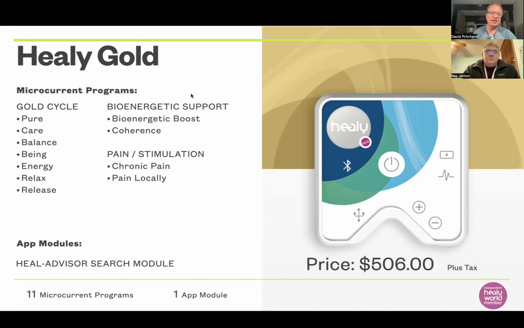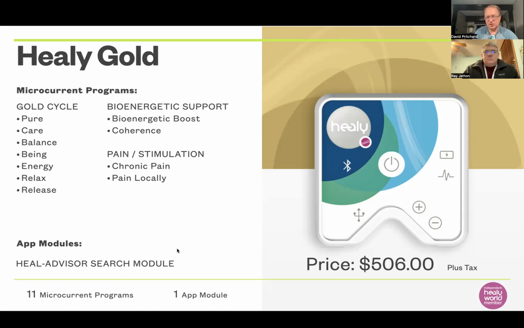There's so much you could do with this. And then Bioenergetic Support has 2 very popular programs. This was released during COVID as a kind of immune system booster. Coherence is just overhaul coherence in the body, kind of between the energy of your head or your brain and your heart area. And then these are some of the pain programs that are FDA cleared.